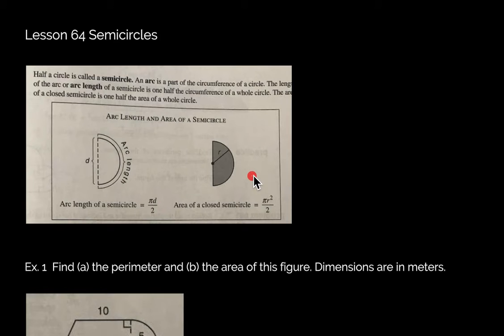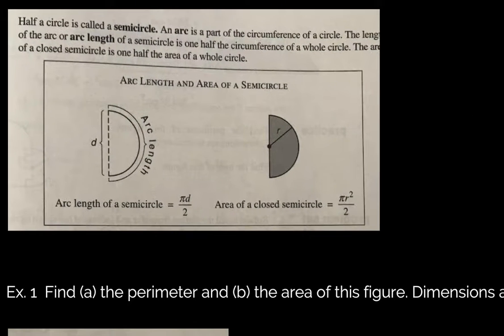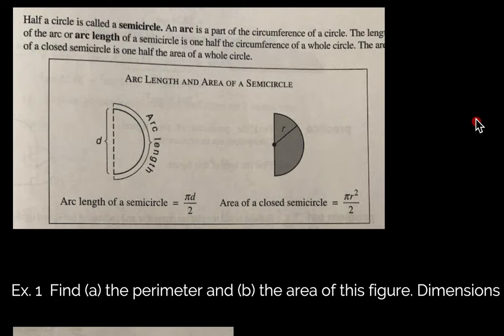Lesson 64, Semicircles. This is a rather difficult lesson, so make sure you follow along and are fully paying attention. So we're going to talk about semicircles. Semicircles are half circles, and we are going to find both the circumference of them and the area of them. If they're half circles, we're going to find the circumference of the entire circle and divide it by 2. There's two different ways to do this.